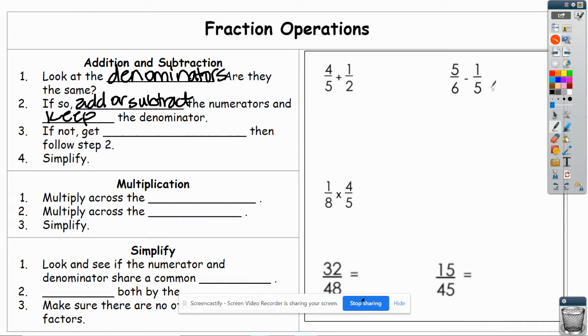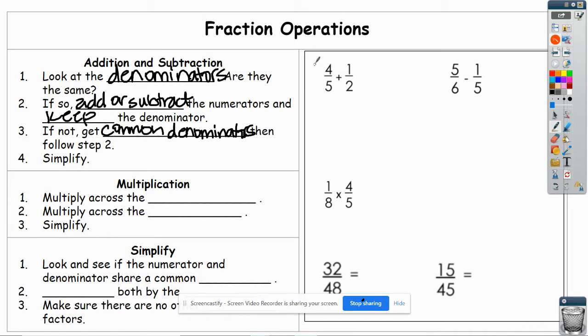But in the case of the problems we have here, we don't have common denominators. So if you don't have common denominators, you need to get them. We need to get common denominators. And you guys can drag and drop these notes into your notebook, okay?